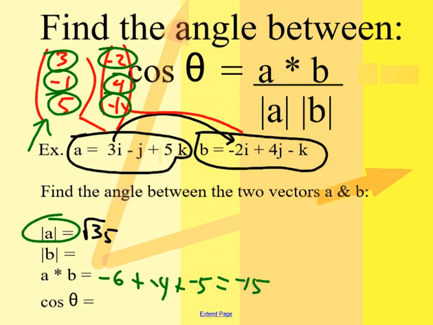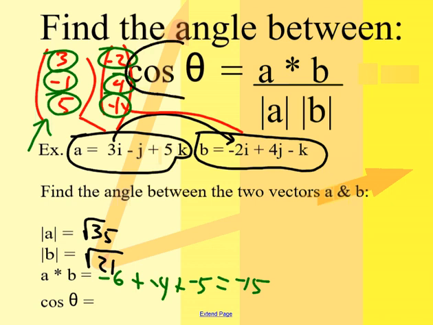Now find the magnitude of the other one. Square root of 4 squared, 2 squared, etc. I'm going to pause for a second. Okay, so we got 16 and 4 makes 20, and 1 squared is 1, so 21. Did you get 21 for that one? Cool. Now let's put it all together.